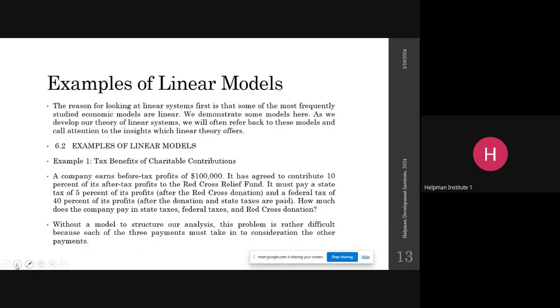So as we can see, the question asks us to do the computation of the state tax, federal tax, and the Red Cross donation, that is, what the company is donating to the Red Cross, at the federal level and the state level. So if we look at this problem, what would be the universal set here? Is it the state tax, federal tax, or the Red Cross donation? What would be the universal set?